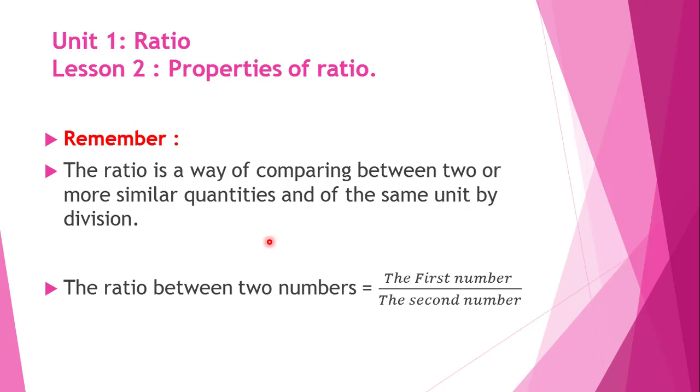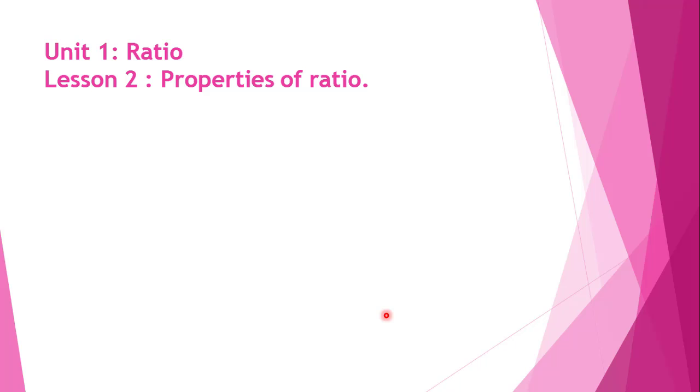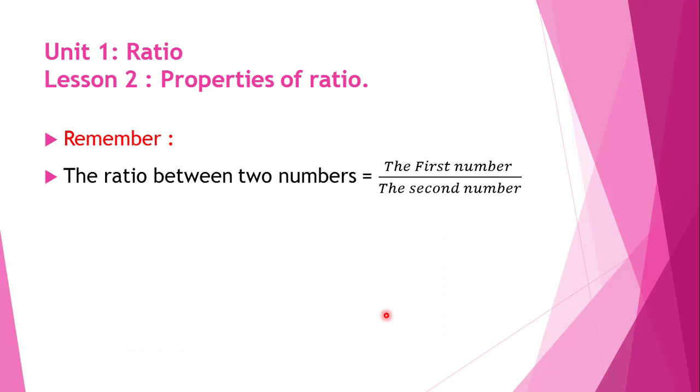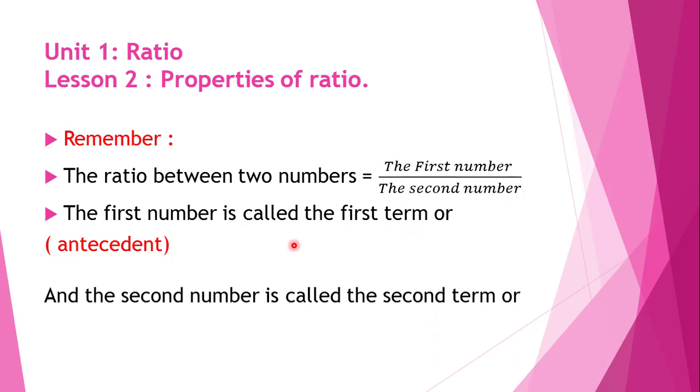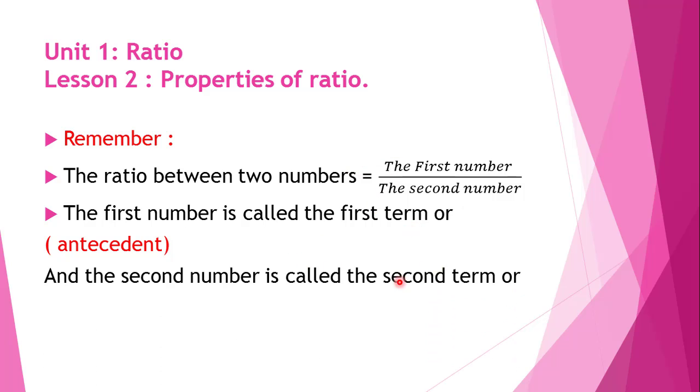Also, we studied before that the ratio between two numbers is the first number over the second number. The first number is called the first term or antecedent. The second number is the second term or consequent. So we have antecedent and consequent for the first and second term.